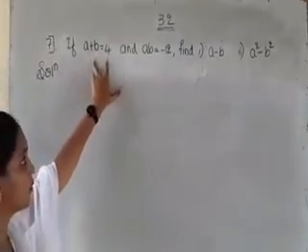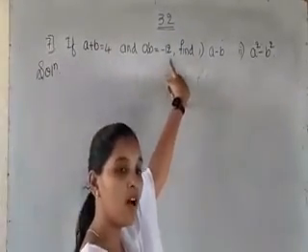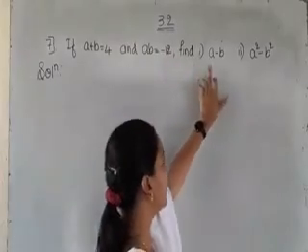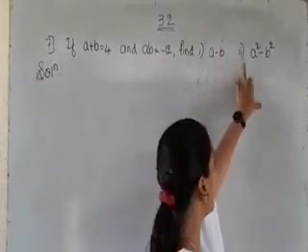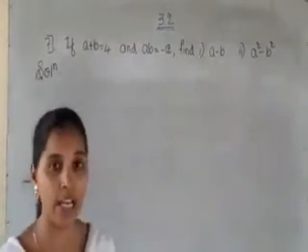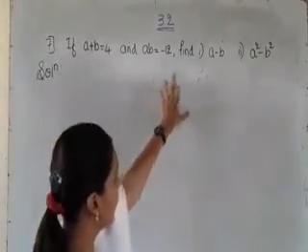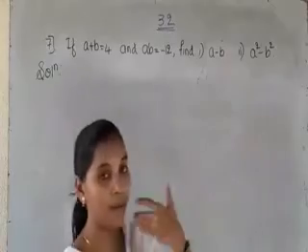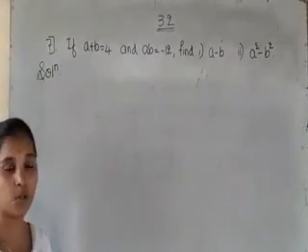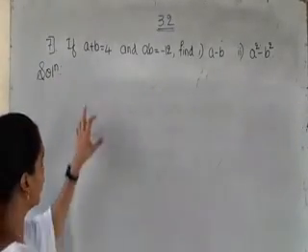a plus b is equal to 4 and ab is equal to minus 12. Find the value of a minus b as well as a square minus b square. So as I told already, if they ask directly a square plus b square, we can use a plus b whole square, or a minus b whole square. But here it is quite different.